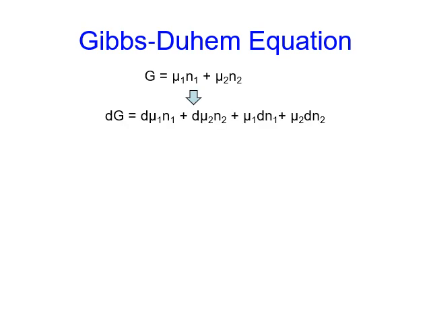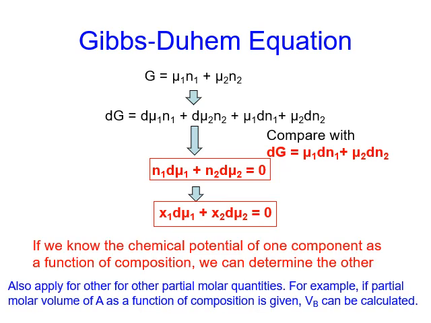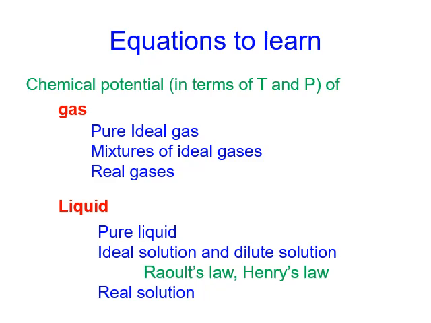In a mixture of two substances, 1 and 2, there will be two chemical potentials, mu1 and mu2. And the two chemical potentials are related by the Gibbs-Duhem equation. So if we know one of the chemical potentials, then we can calculate the other. Next, we are going to derive equations for chemical potentials for mixtures. We start with the gas phase, and then we move to the liquid phase. And we also are going to see some applications of those equations.